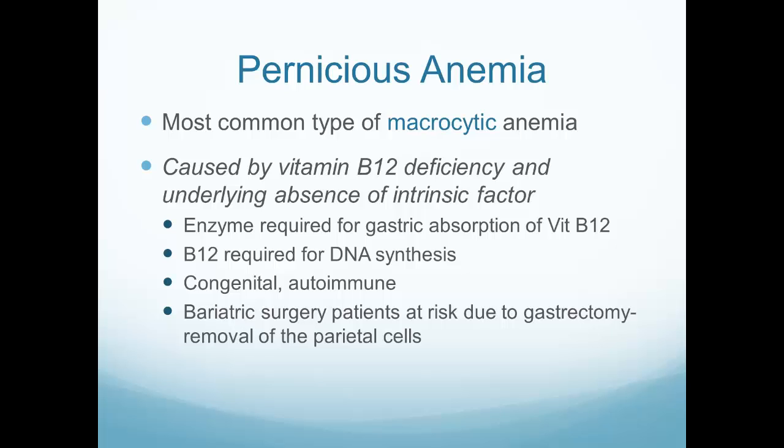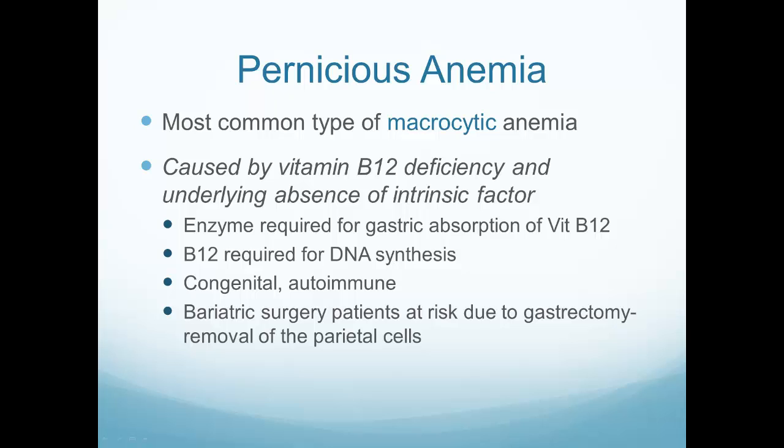Some other types of anemia that we have to deal with include pernicious anemia, and pernicious anemia is a very common type of macrocytic. Now remember, macrocytic is the big cell type of anemia. This is caused by a vitamin B12 deficiency and an underlying absence of an intrinsic factor that's necessary for the production of our red blood cells.